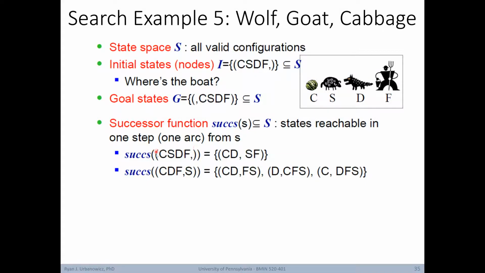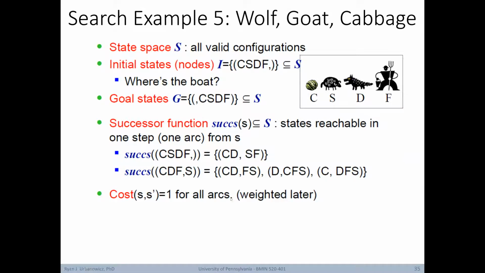For example, a successor of our initial state, where we have all individuals on one side, is that we leave our cabbage and the wolf on one side of the river, and then our person takes the sheep across the river. Once the sheep is on the other side, and the man has returned to the original side of the river, what are the next step successors in this problem? Well, the man could return back across the river empty-handed. The man could take the cabbage across the river and leave the wolf behind. Or the man could take the wolf and leave the cabbage behind.